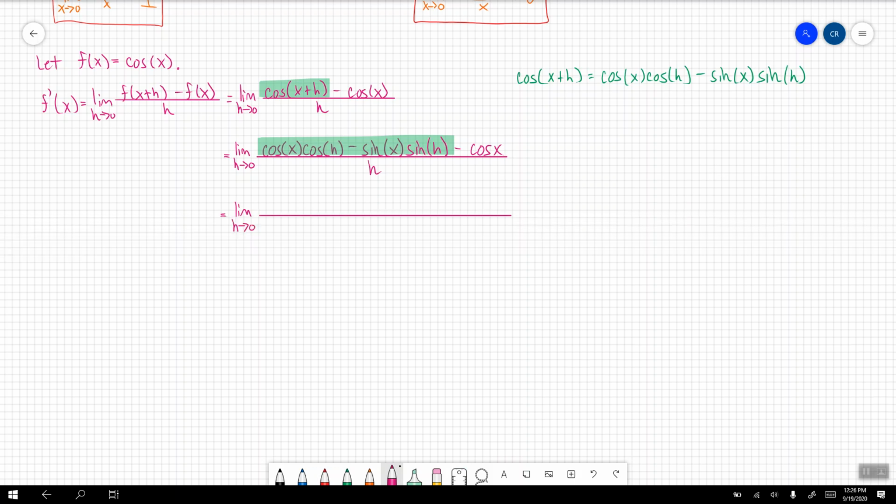Okay, so again, I'm just going to commute my terms together, or associate my terms. There we go, minus cosine of x minus sine of x times sine of h, all divided by h. Okay, so again, I just commuted that term. Now I'm going to factor out the same term, cosine of x.